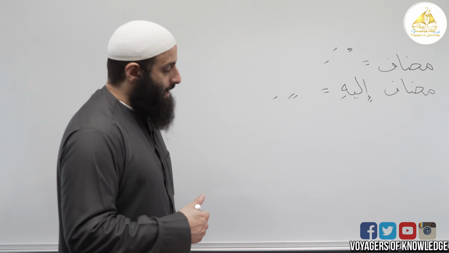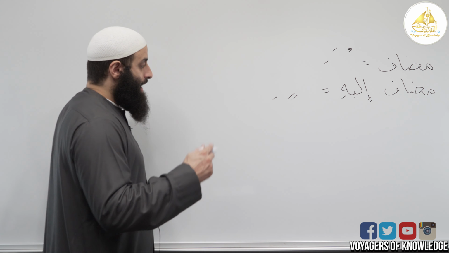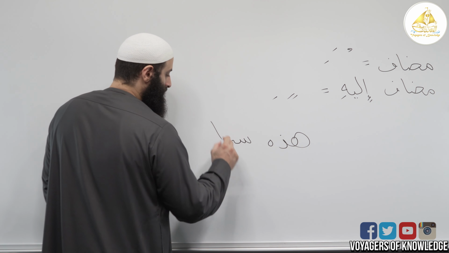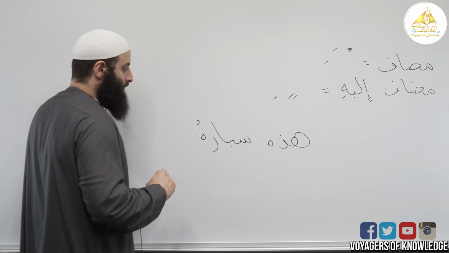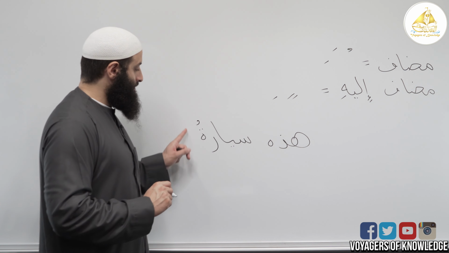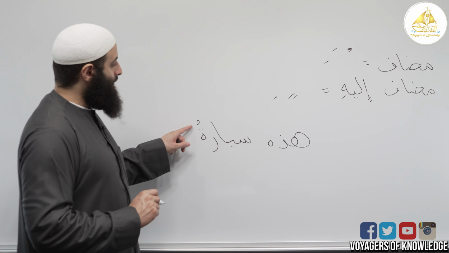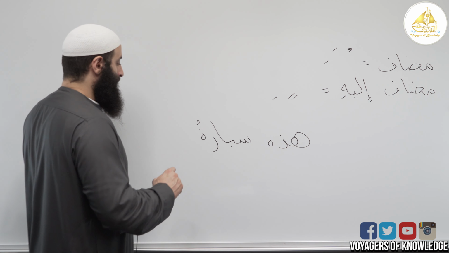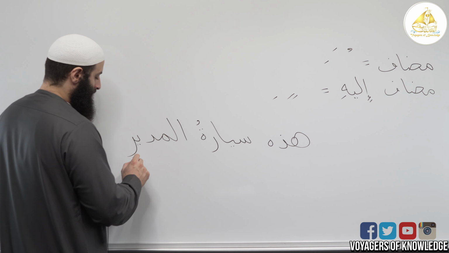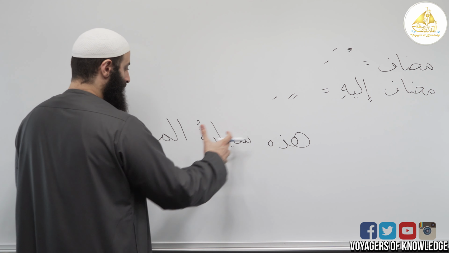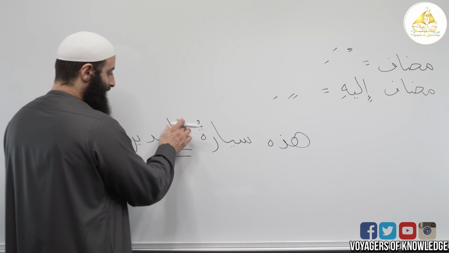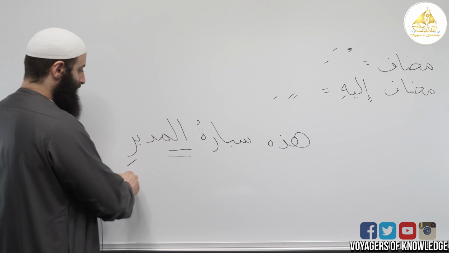An example is like in the sentence when he says هذه سيارة. This does not have alif and lam. This should be your first indicator that this word is a mudaf, because a mudaf can't accept the tanween. سيارة المدير, and this is how we conclude this mudaf and mudafun ilayh. The mudafun ilayh usually will have an alif and lam on it, and it will come in the majrur state.